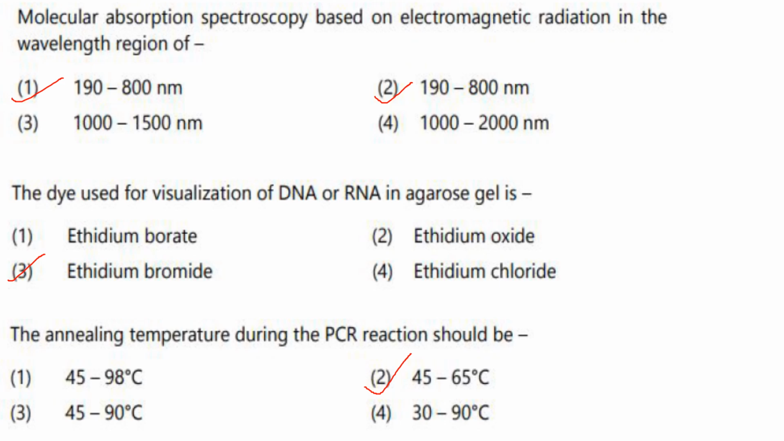The dye used for visualization of DNA or RNA in agarose gel is ethidium bromide. Answer is option 3.